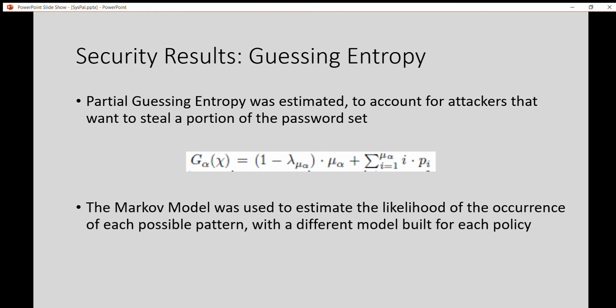In security results and guess entropy, the researchers had partial guessing entropy estimated to essentially account for attackers that want to steal a portion of the password set. And this algorithm here is showing how the partial guessing entropy is calculated. They also used a Markov model to estimate the likelihood of the occurrence of each pattern with a different model built for each policy.